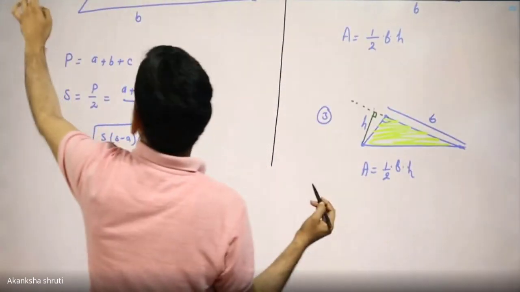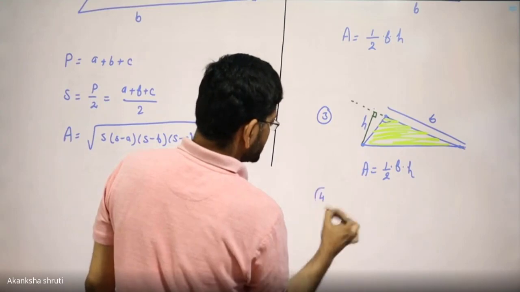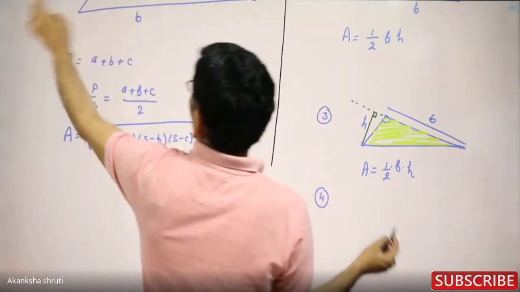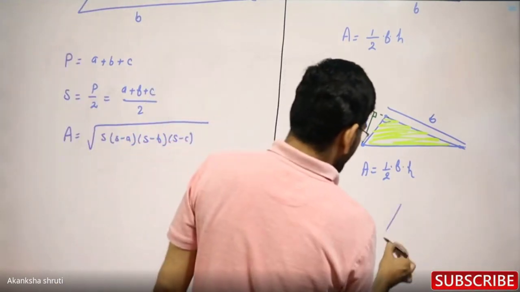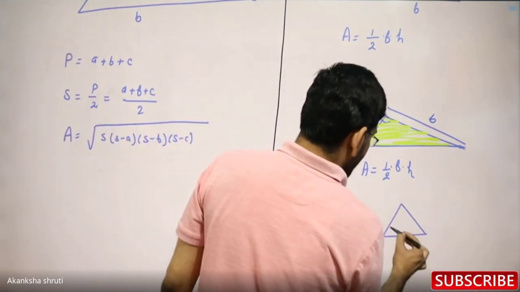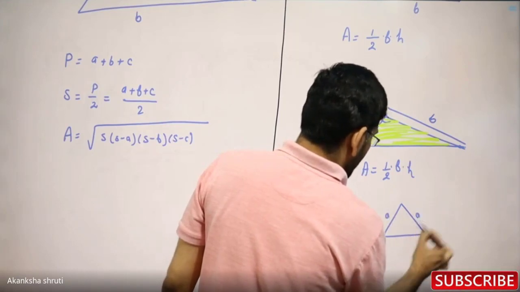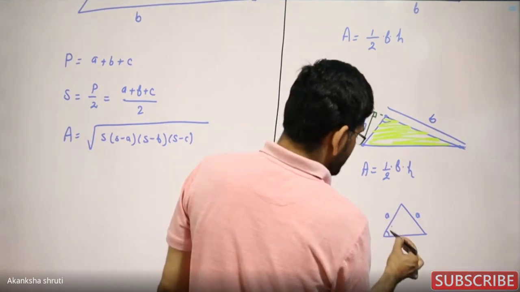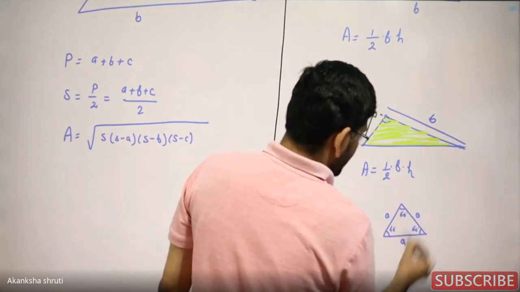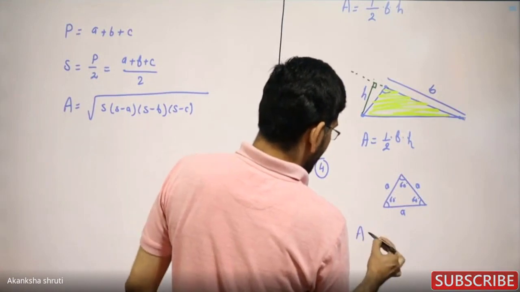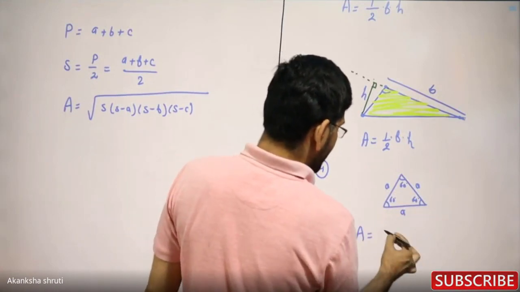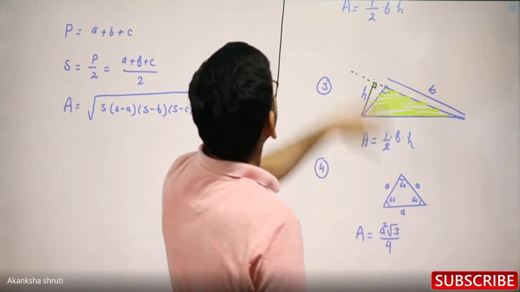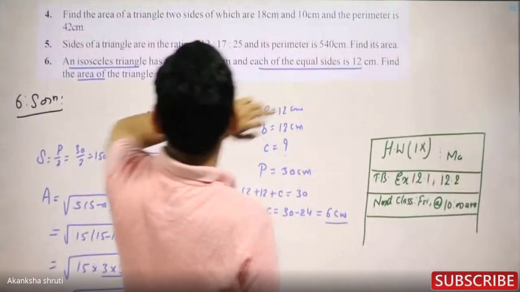The next thing, students, the fourth point: if this triangle is equilateral, then it follows a certain special feature, and in that case each of these side lengths is equal. That can be denoted by a, and each of these angles is also 60 degrees. In this case, the area of the triangle can be calculated in terms of its side length. It becomes a square root 3 by 4. How this was calculated, we have learned last.